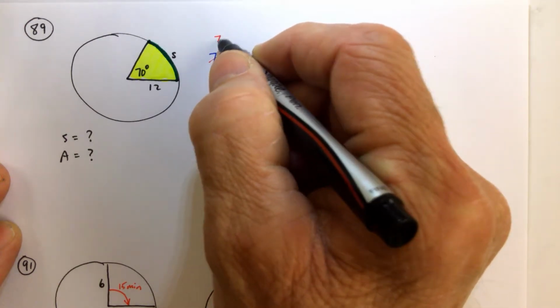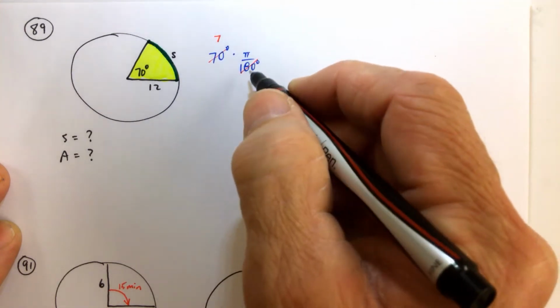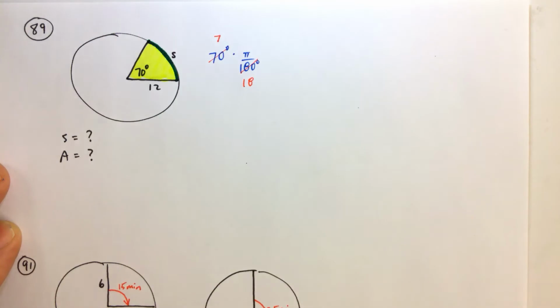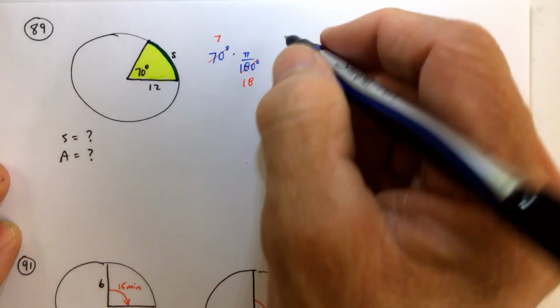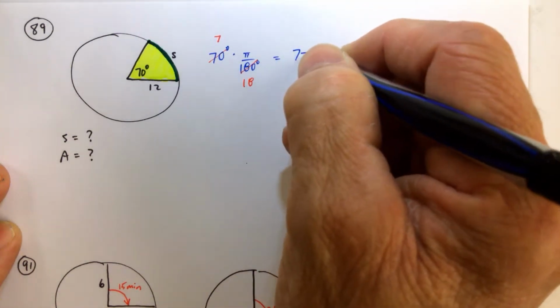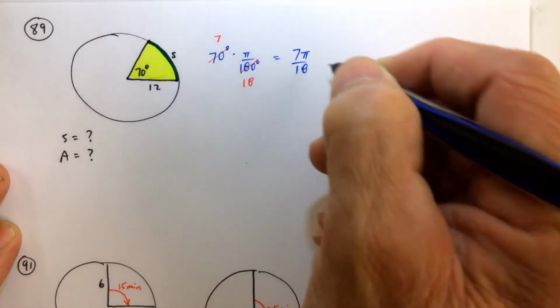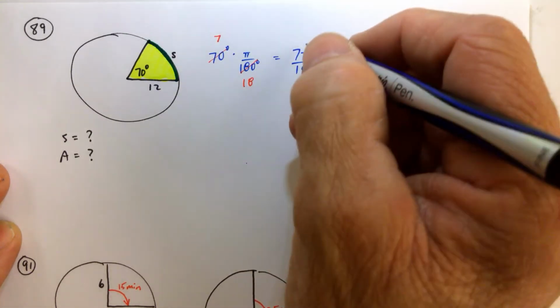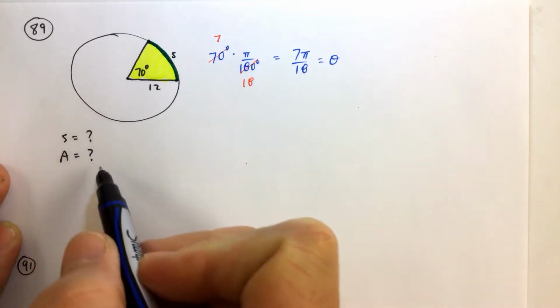So the one thing we can do here is just multiply again by pi over 180, but 10 goes into 70 7 times, and 10 goes into 180 18 times. So the degrees cancel, and we have 7 pi over 18 radians. So that's the measure of theta, and that's an important one, again, because we can't use the formulas unless we have theta in radians.